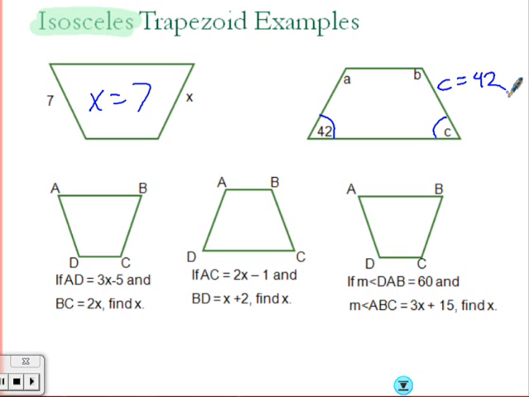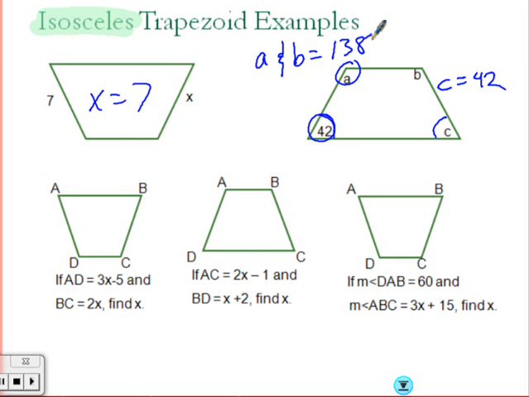And then we know from all trapezoids that these angles here, and here, that they are supplementary. And we know that A and B are the same. So we can say A and B equal 180 minus 42, which is 138. Very good.